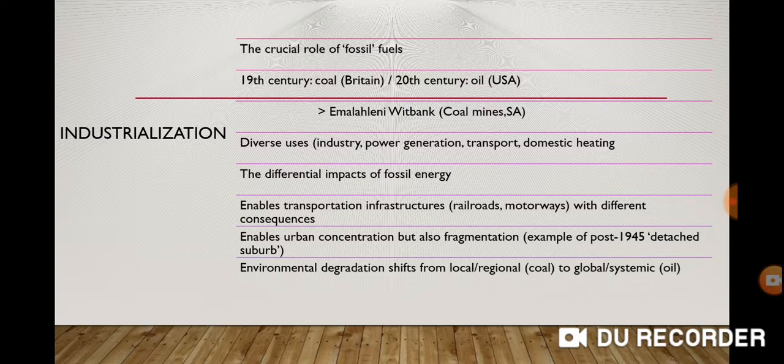So industrialization has diverse uses. It could be industry, power generation, transport, domestic heating. They impact the fossil energy. It enables transportation infrastructure such as railroads, motorways, with different consequences. It also enables urban concentration, but also fragmentation such as urban sprawl and such. An example could also include the 1945 post-suburb. Environmental degradation shifts from local or regional, such as coal, to global.